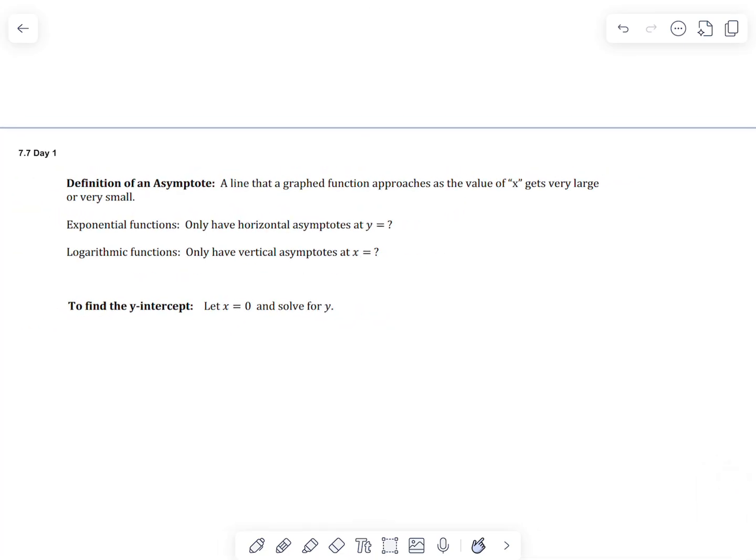When we think about graphing exponential and logarithmic functions, we do have asymptotes that help guide the curve. When we have an exponential function, there is a horizontal asymptote at y equals some number. If it's a logarithm, we have a vertical asymptote at x equals some number. And how we find y-intercepts is we let x equal 0 and solve for y.